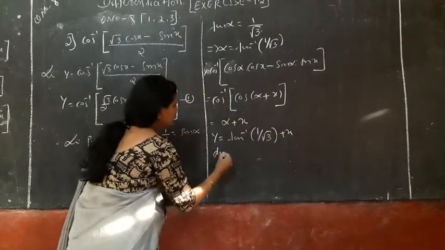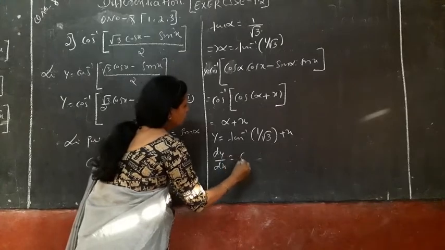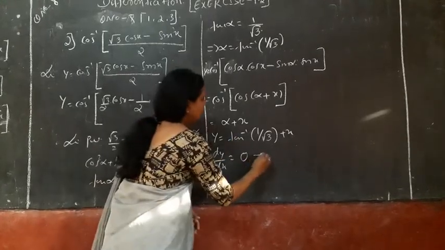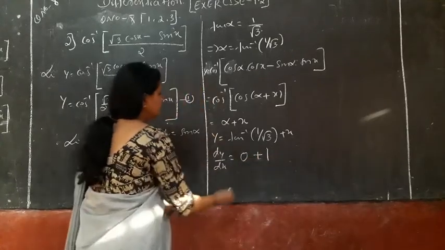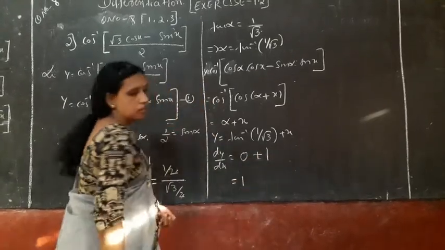Differentiating with respect to x, we get dy upon dx equal to 0, since this is the constant term, plus the differentiation of x with respect to x, which is 1. Therefore the answer is 1.